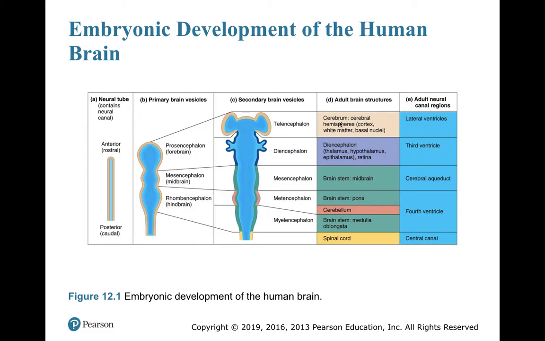So that telencephalon is going to become the cerebrum, the cerebral hemispheres, which will contain a cortex, white matter, and basal nuclei. The part below that is going to develop into the diencephalon, and we'll talk about the thalamus, the hypothalamus, the epithalamus, and these grow out to be your eyes, your retina. Down here, the brainstem. Brainstem is going to be very important. Part of that brainstem is also from the metencephalon, the pons part.